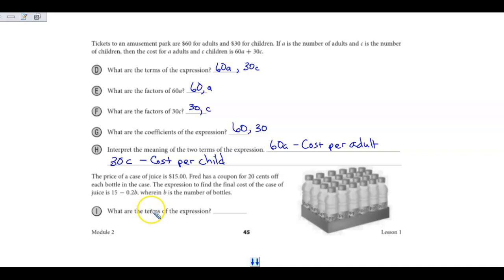The price of a case of juice is $15. Fred has a coupon for 20 cents off each bottle in the case. The expression to find the final cost of the case of juice is 15 minus 2/10 B, wherein B is the number of bottles. So what are the terms found in this expression?